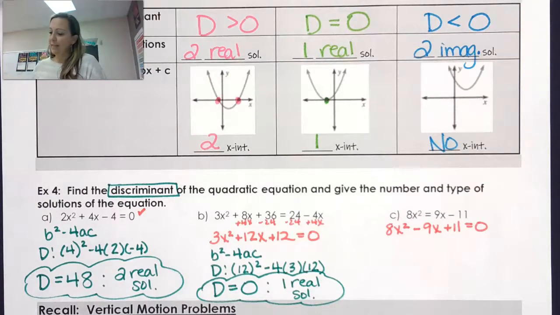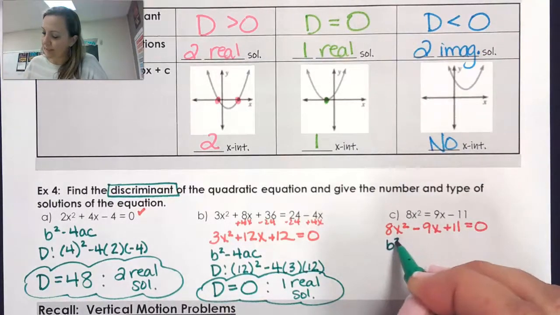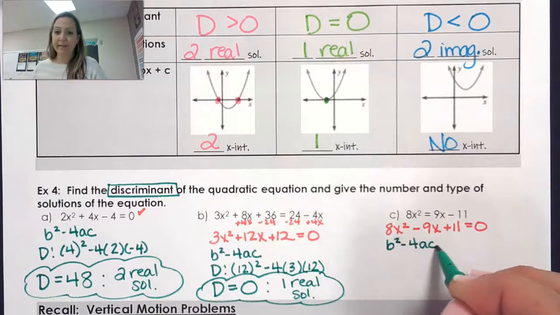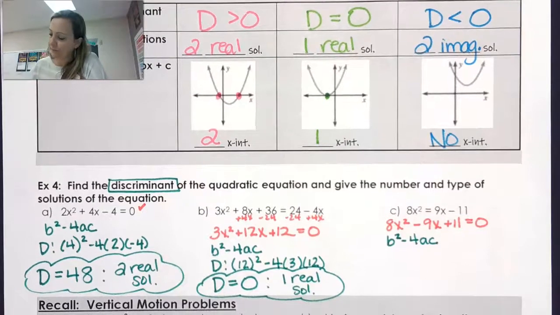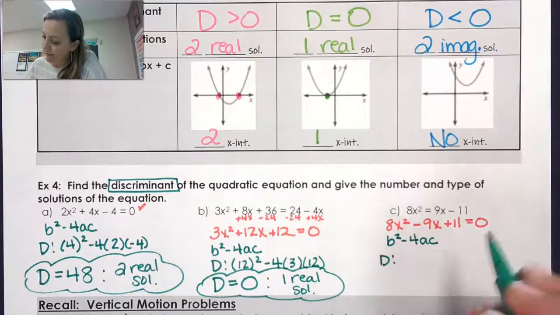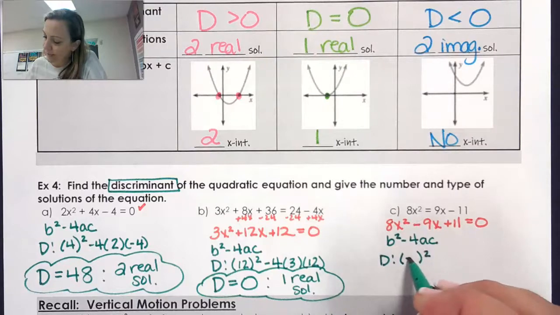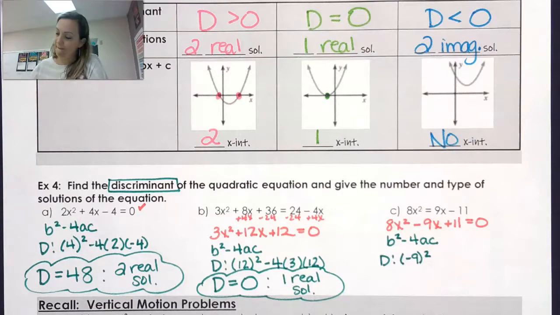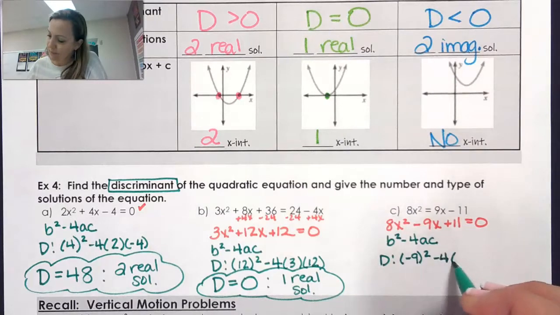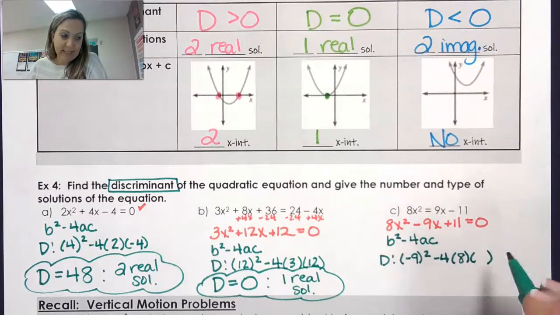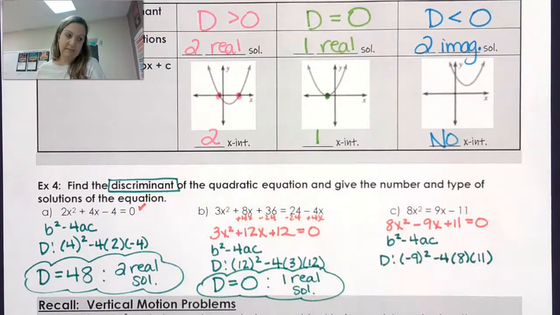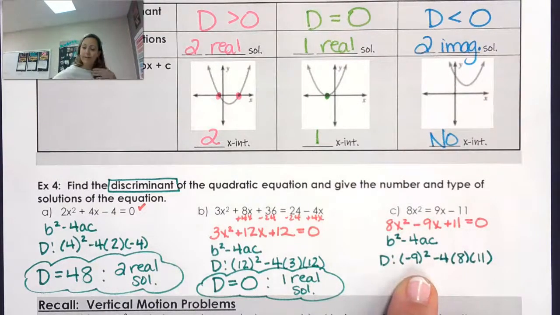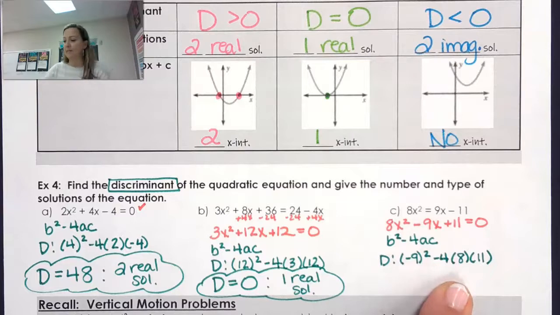And so now that one side's equal to 0, I'm going to use that discriminant b squared minus 4ac to help me find the number and type of solution. So our discriminant is b squared, so negative 9 squared, minus 4 times 8 times 11. And then that's 81, and then minus 32 times 11, I don't know what that is.